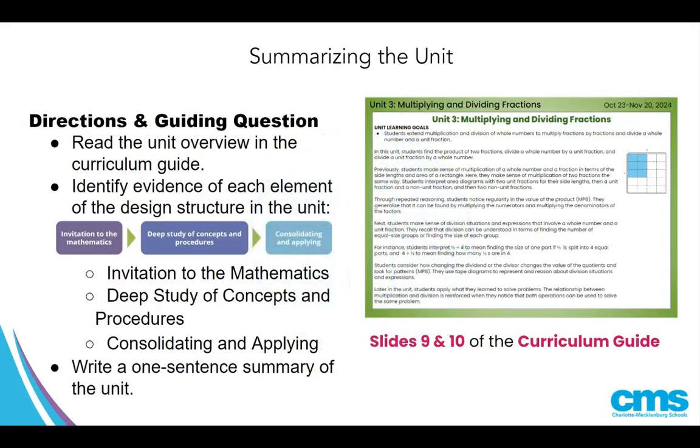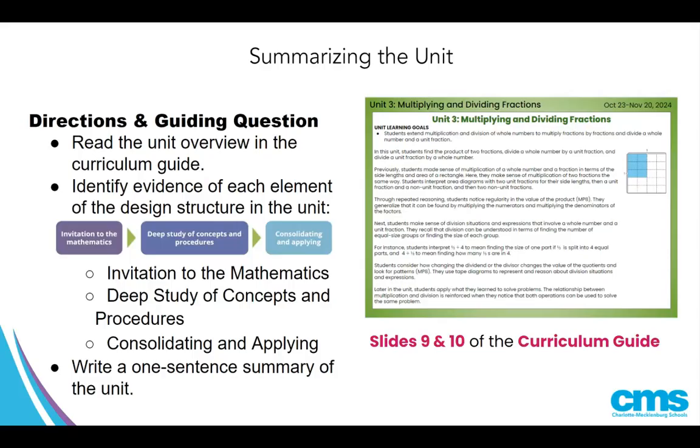In this unit, students find the product of two fractions, divide a whole number by a unit fraction, and divide a unit fraction by a whole number. In Section A, students interpret area diagrams with two unit fractions for their side lengths, then a unit fraction and a non-unit fraction, and then two non-unit fractions.